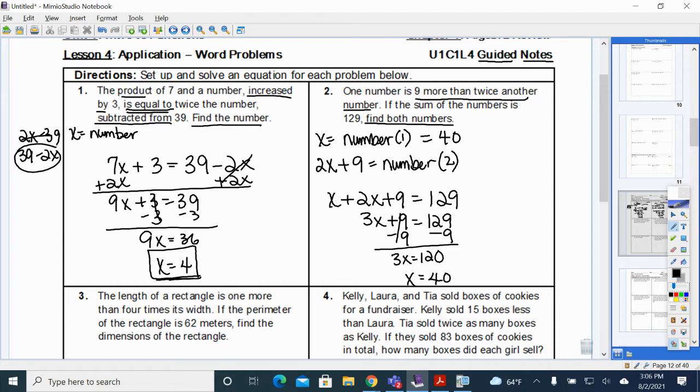Then you got to substitute the 40 in to get the second number. 2 times 40 is 80, plus 9 is 89. So my two numbers are 40 and 89.